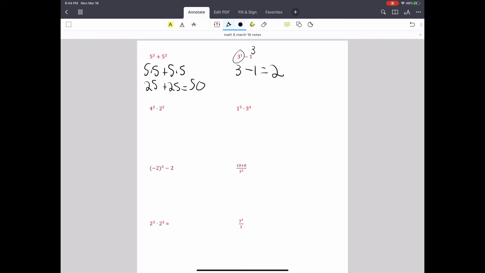So that's 2. 4 squared times 2 squared, that's going to be 4 times 4 times 2 times 2. So 16 times 4, and that will be 64.